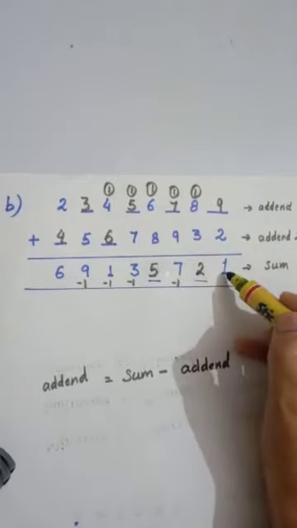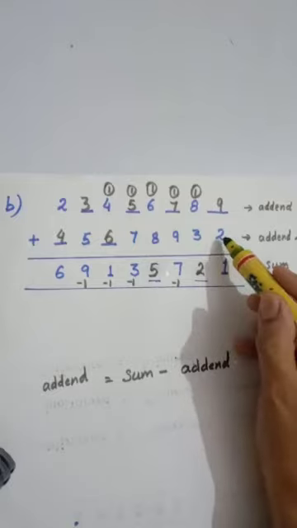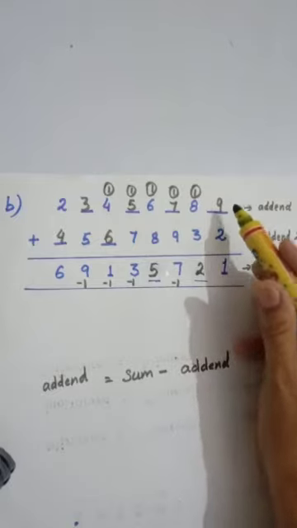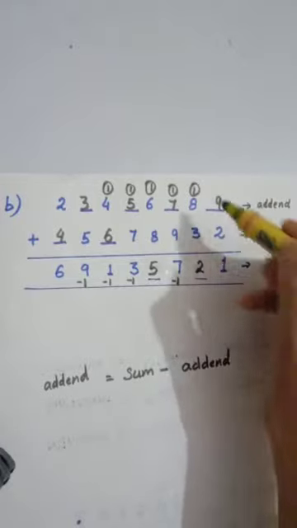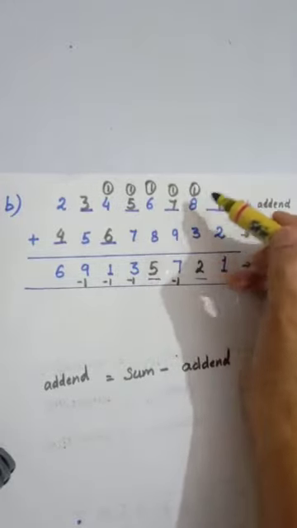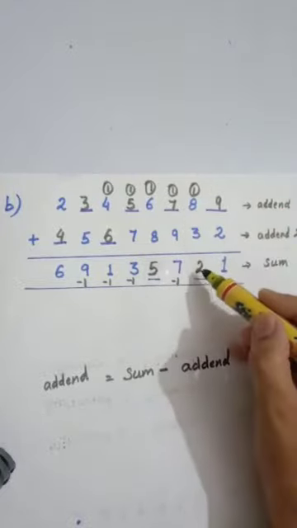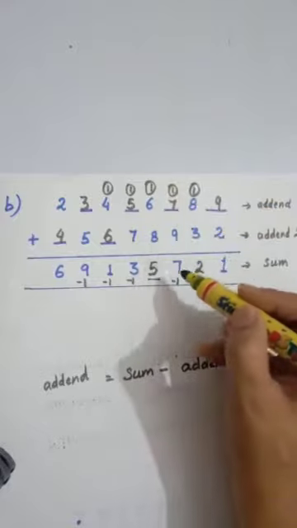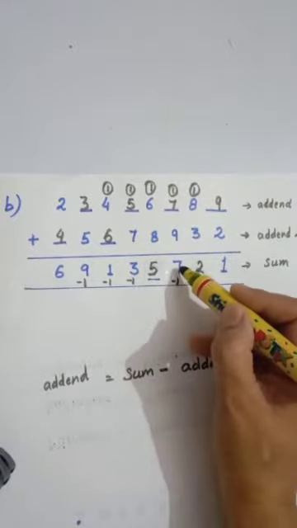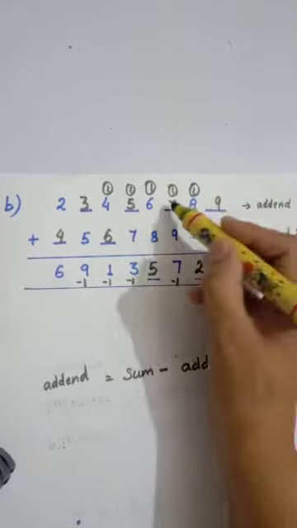1 is smaller than 2, so we will write here 11 minus 2 is 9. 1 will be carried over. 9 plus 2 is 11, 1 carried over. 8 plus 3 plus 1 is 12, 1 carried over. So whenever there is a carry over, we will subtract 1 from this to find the other addend.